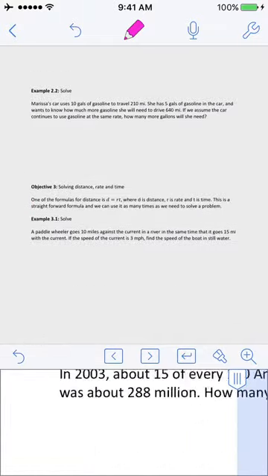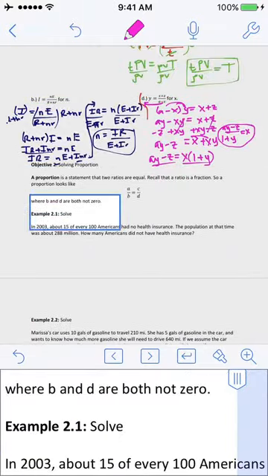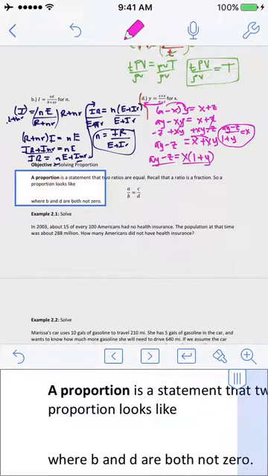There's a whole mess of other ones that I would be happy to discuss with you. Come in and talk to me. But the three we're going to be talking about are proportion, distance, and work rate.